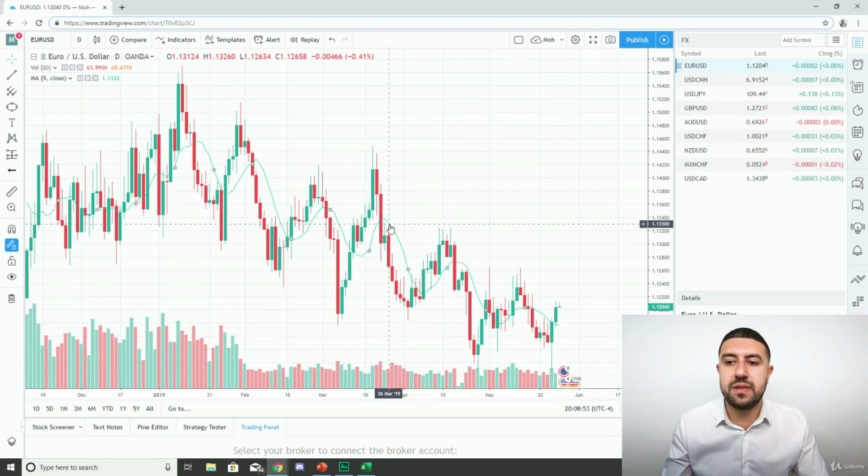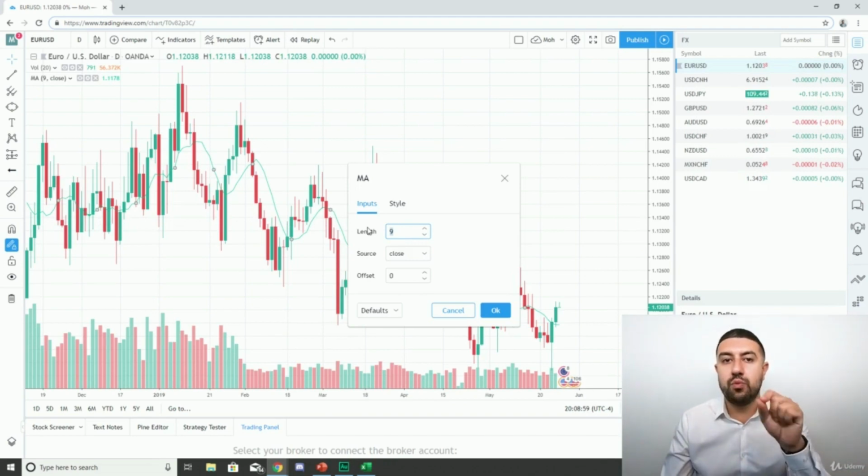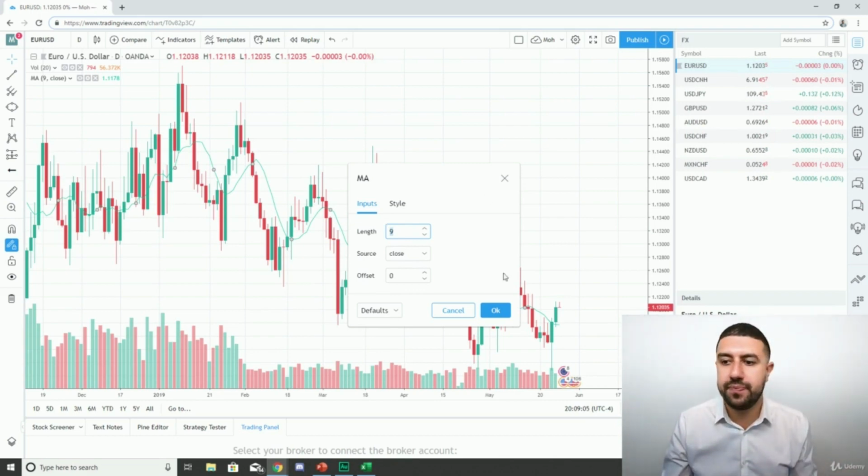Now, how many periods did they use? I can double click on it. They use the last 9 periods. So when you add a moving average indicator on TradingView, they default it to 9. So you can change it. Okay. So how many periods you want to use, I'll tell you in a second.